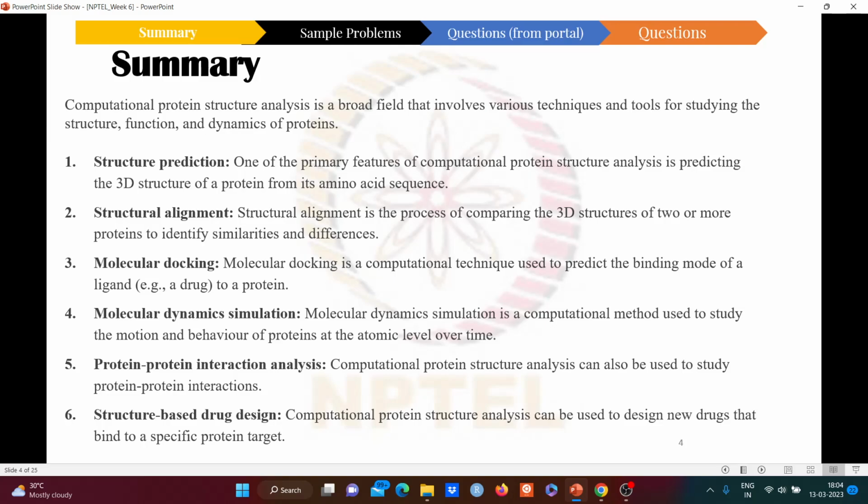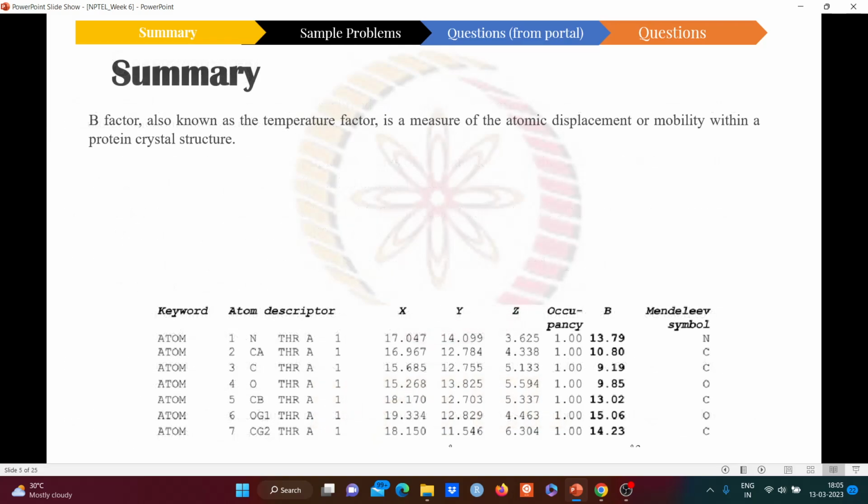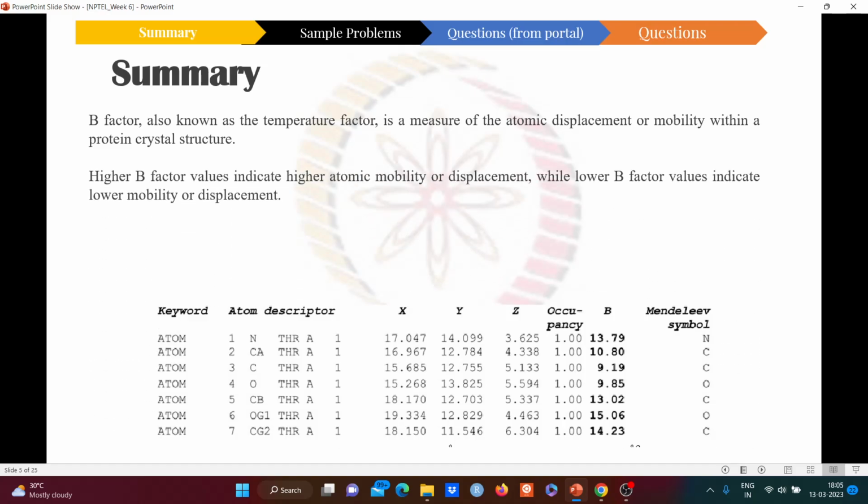So in the last week session, we have discussed some of the structure-based features. Now I'll continue from that. The first one today we are going to discuss is the B factor, which is also known as temperature factor. This B factor is a measure of atomic displacement or mobility within a protein crystal structure. It provides information about the flexibility of protein structure and is an important parameter in understanding protein dynamics and function.